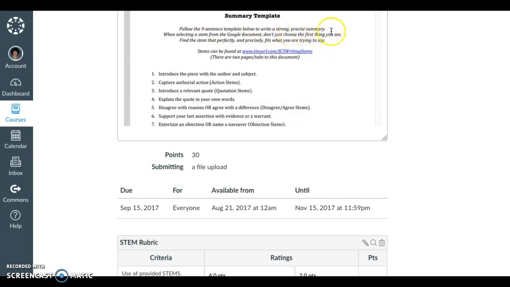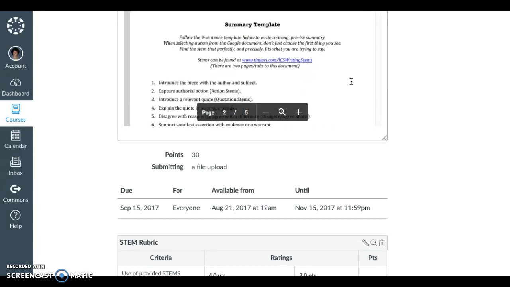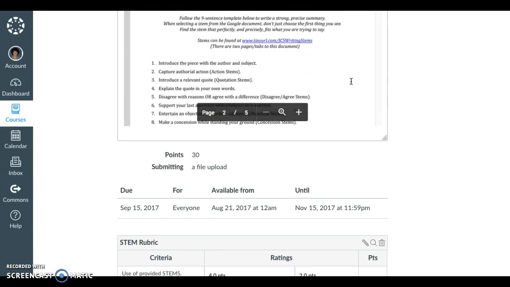That is a precise summary. And now, just so you know, this is a really good way to write any summary. So when you write a summary, follow this 9-sentence template. Now, this is where I said there's many moving parts to this assignment.